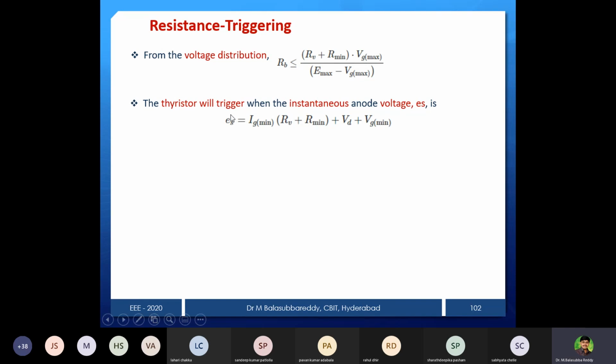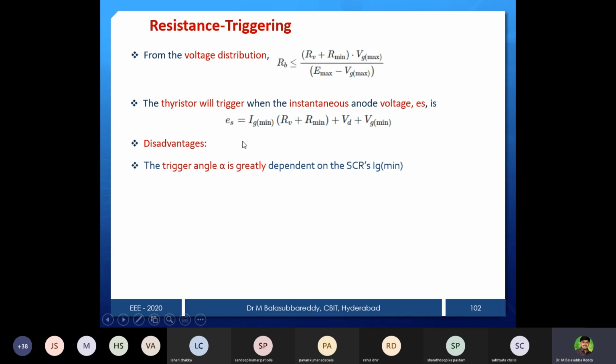Another one is the supply voltage. That must be equal to the sum of drops: RV and R minimum, the resistance through which the gate current IG minimum passes, plus the voltage drop across the diode, and VG minimum. So this is the supply voltage formula. While you are doing the problems, you may require these equations, which you can remember based on your normal equation only. The supply passes through R minimum, then RV, and then goes to VD, the diode drop, and then the gate. That is the sequence.